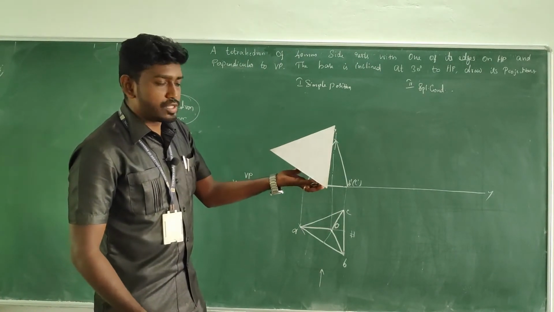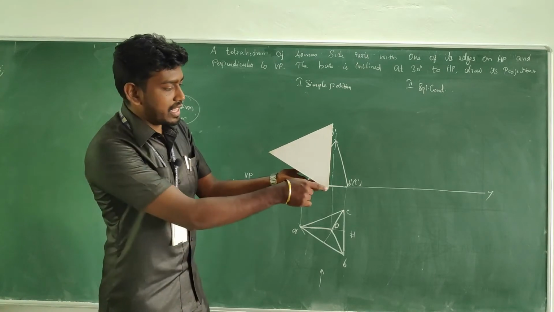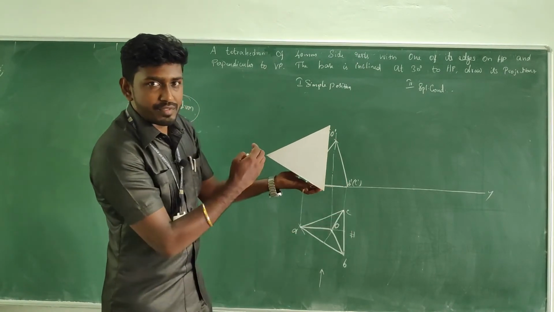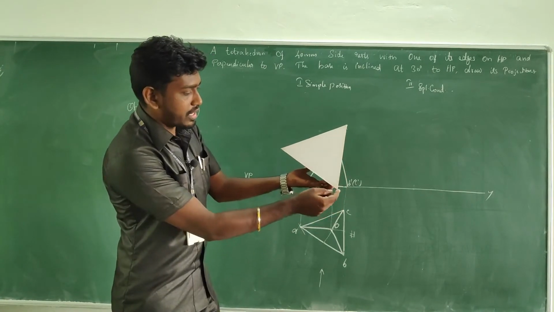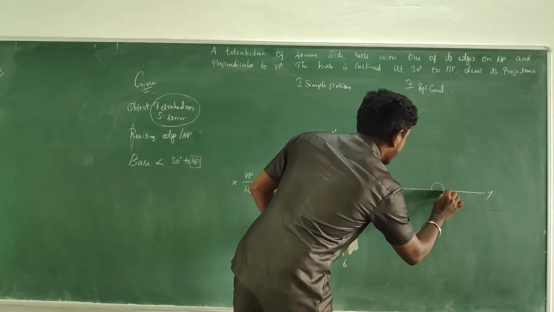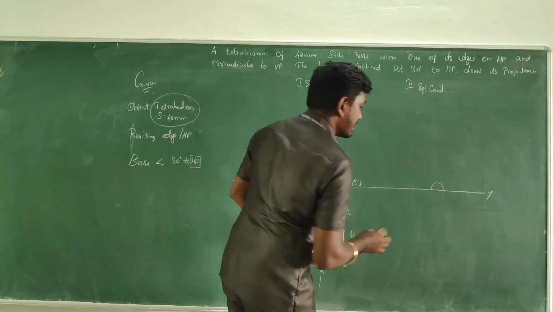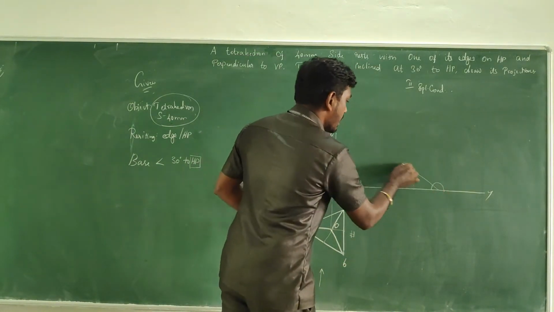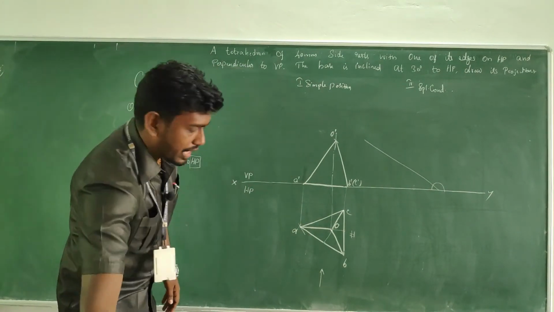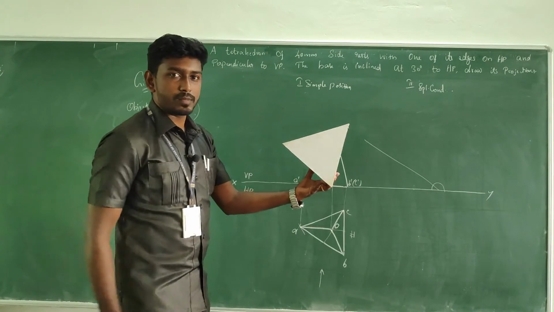When you are tilting it, you can see the base inclination from right to left. So by keeping your protractor on the XY line, I am going to measure 30 degrees, something like this, and take the inclination from right to left. Okay, it is inclined something like this.